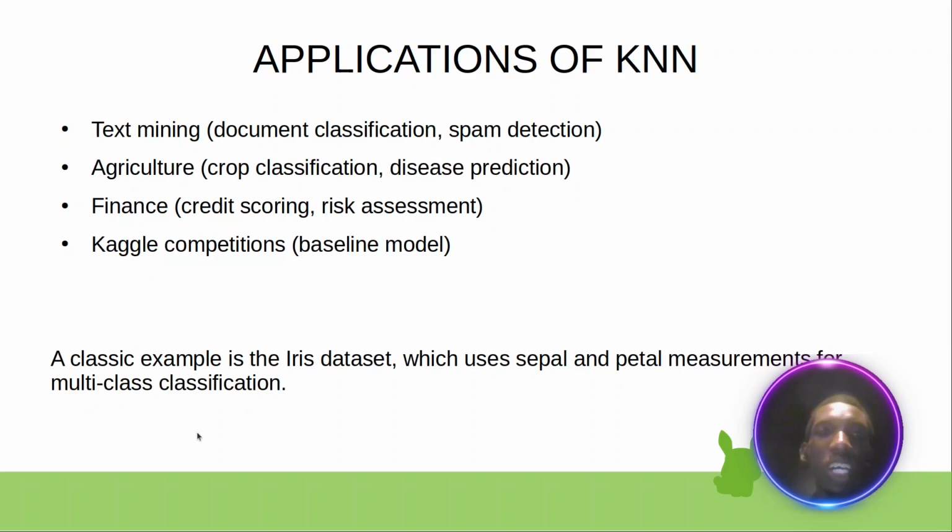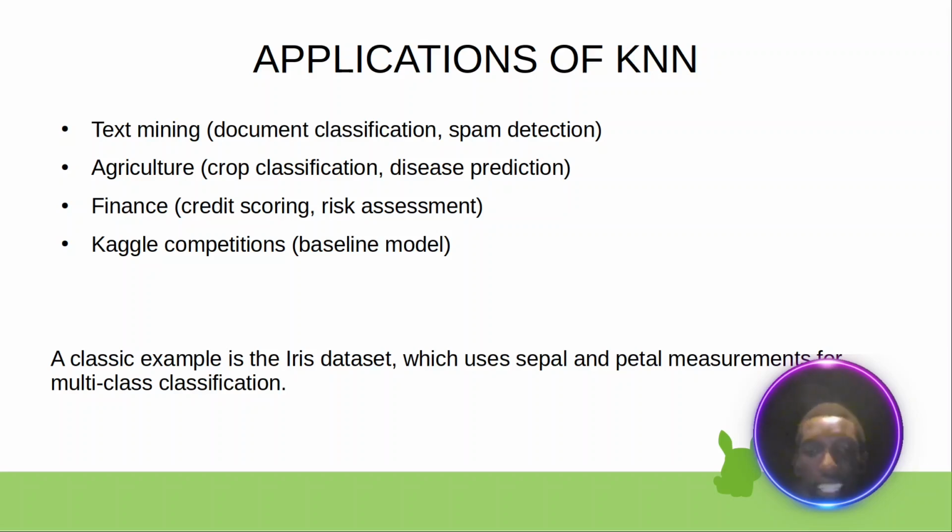We look at text mining, agriculture, finance, Kaggle competitions. So these are just competitions where we are given certain problems, then we have to find solutions to them. And if our accuracy reaches certain levels, then we can be ranked based on the accuracy of our results.